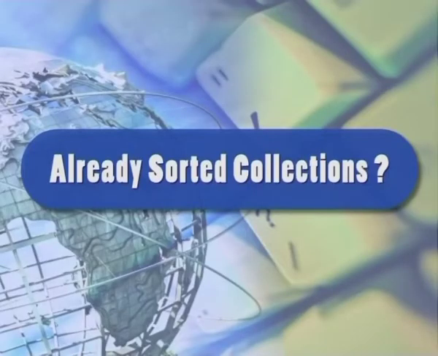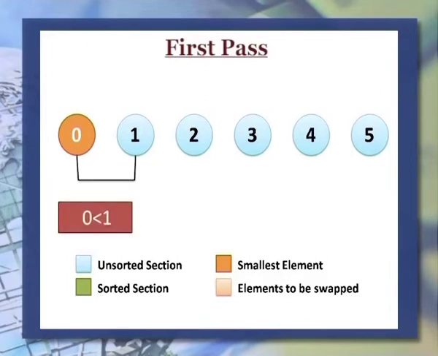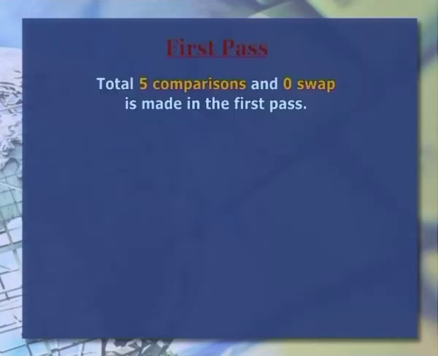Now we look at how the algorithm performs if the array is already sorted. Consider an array containing 6 values 0, 1, 2, 3, 4 and 5 in ascending order. In the first pass, to find the smallest value in the 6 elements, the algorithm makes 5 comparisons: 0 with 1, 0 with 2, 0 with 3, 0 with 4 and 0 with 5, and finds value 0, which is present at the first place, is the smallest value. So, no swap takes place, but 5 comparisons are made.